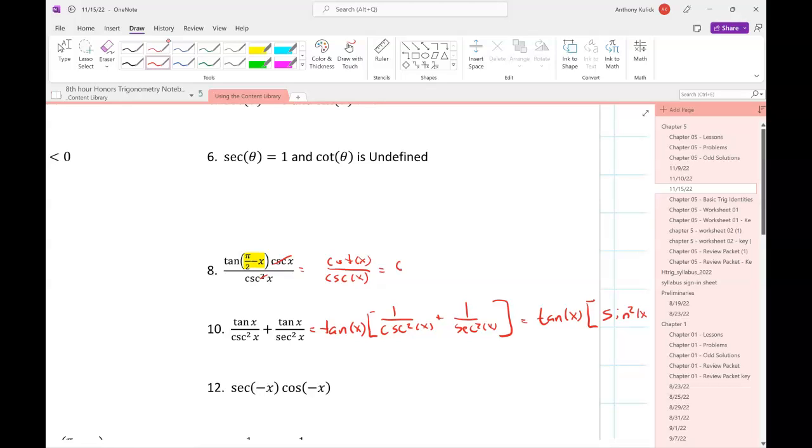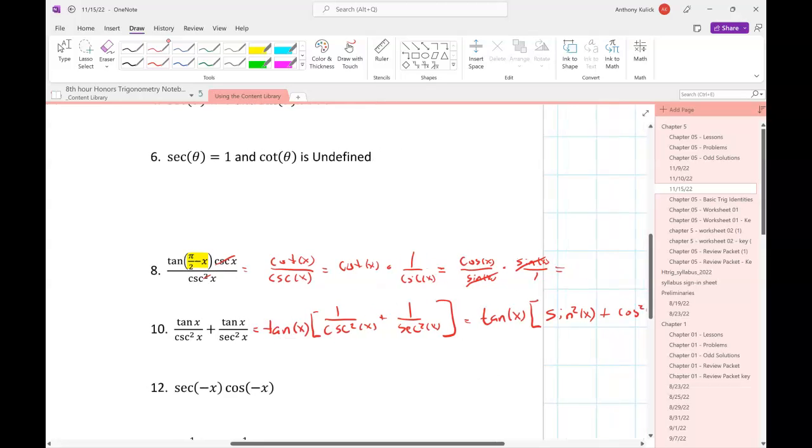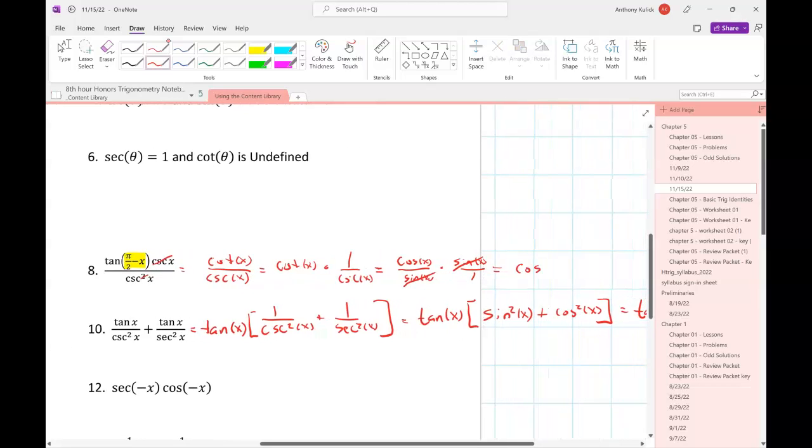So what I'm going to do is think about this as cotangent x times 1 over cosecant x. Cotangent is cosine over sine. And 1 over cosecant is just sine over 1. So I can just get cosine x out of that.